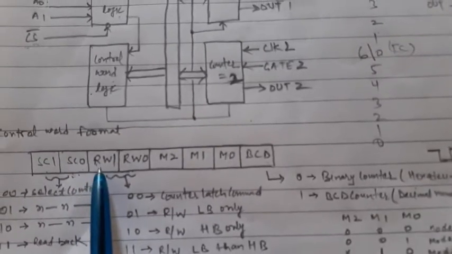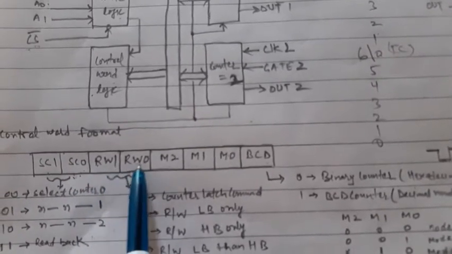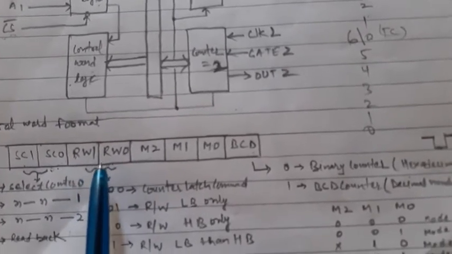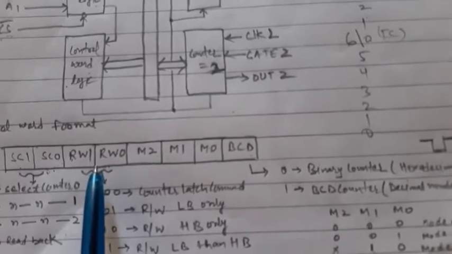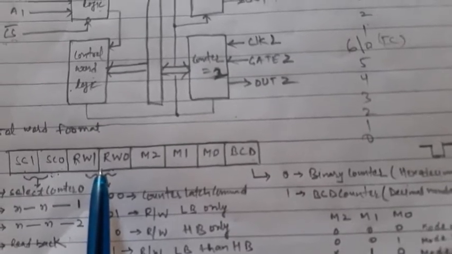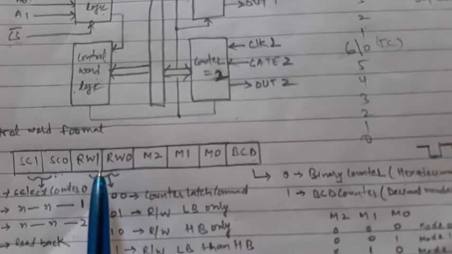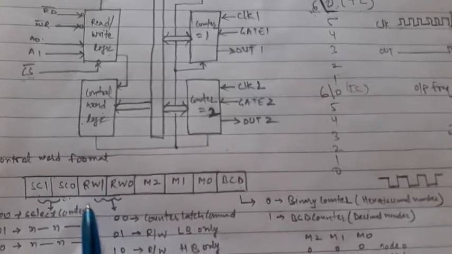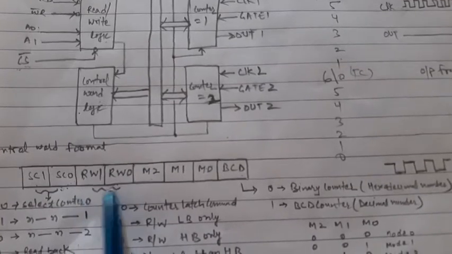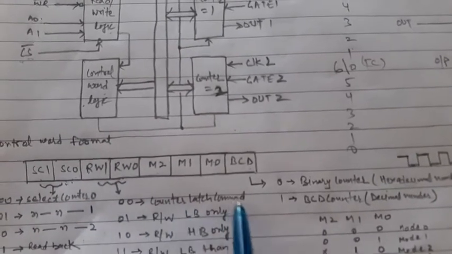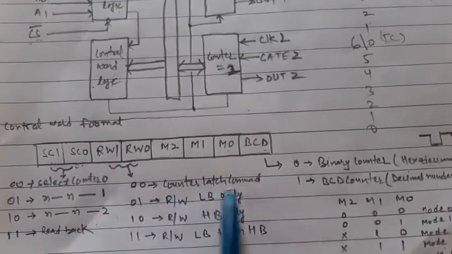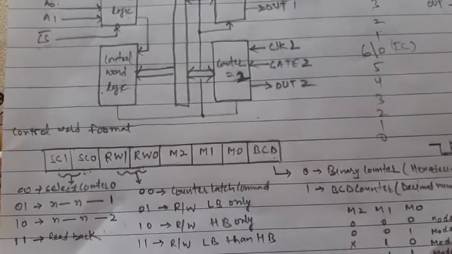Now two bits remain, RW1 and RW0. Again, this is a facility given to the programmer. The count is given in 2 cycles as it is 16-bit. If these bits are 00, it is a counter latch command. As I told you, the read back command and the counter latch command I will cover in a separate lecture.